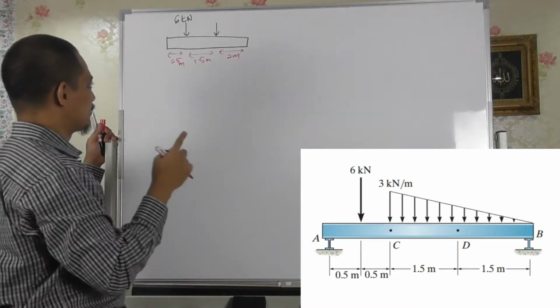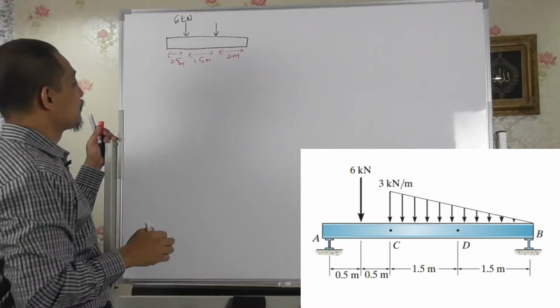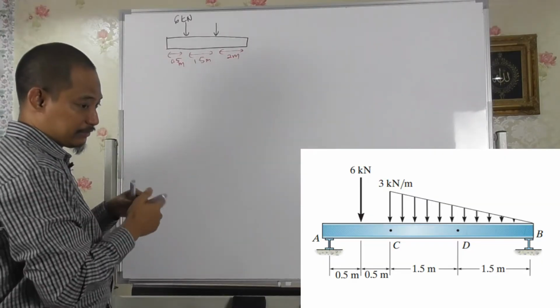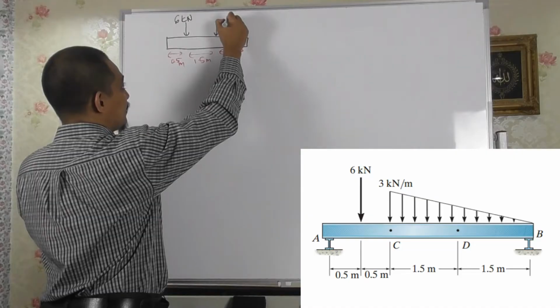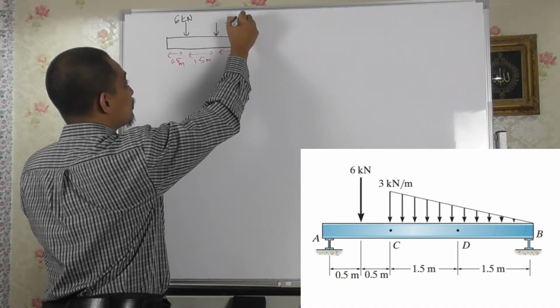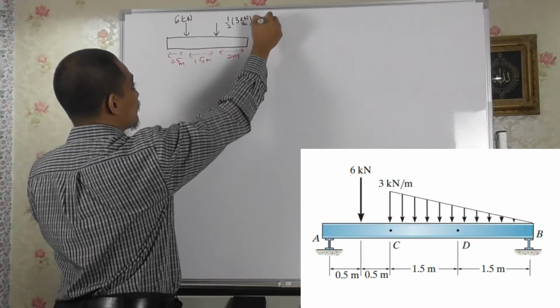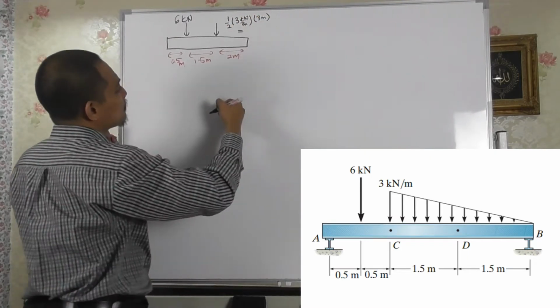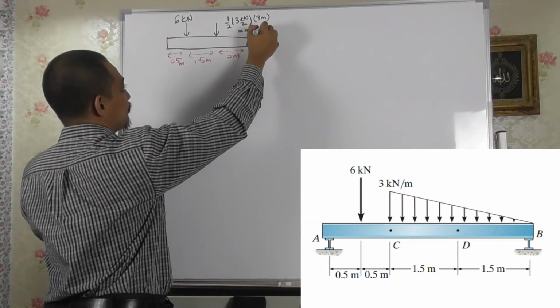Right, so the total is 2, 3, 4, right? 3, 4. All right. So the value of this one is what? Half times 3 kilonewton per meter times 3 meter equal to 9 divided by 2, 4.5 kilonewton.